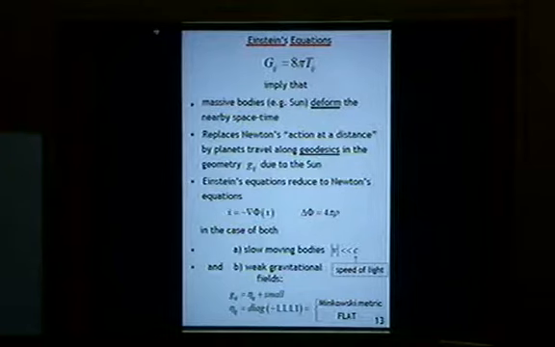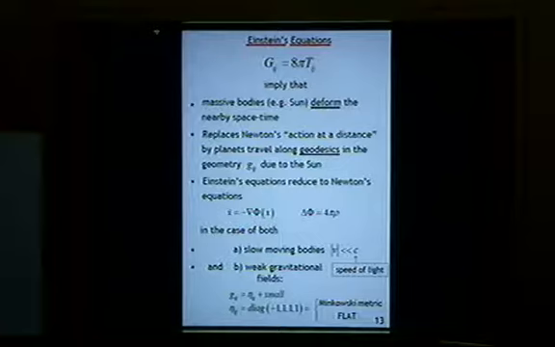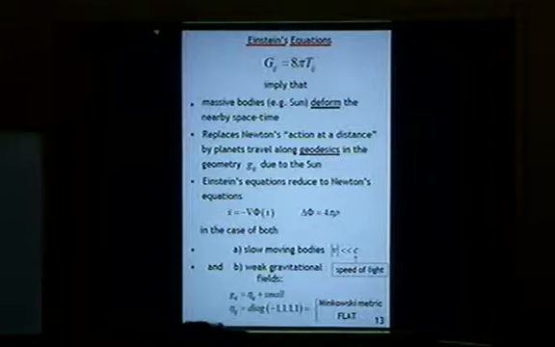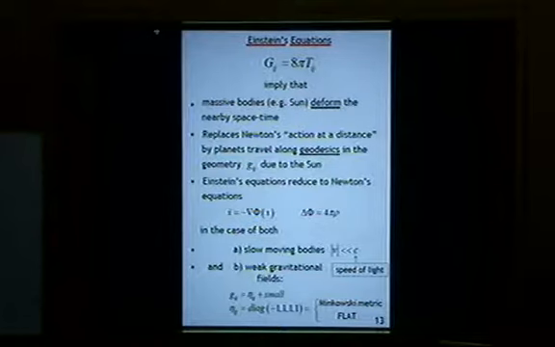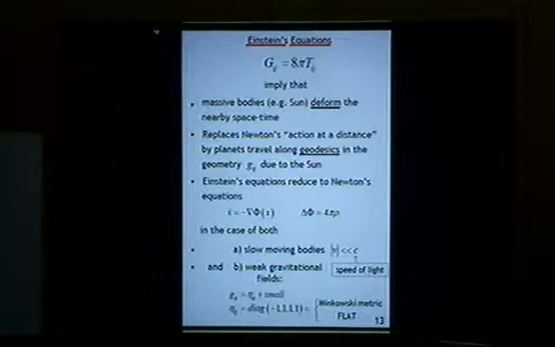Okay. And this deformation of space and time replaces what Newton had, action at a distance, that things would travel with infinite speed, which bothered Newton all his life, and he was attacked by Leibniz for that. And so it replaces Newton's action at a distance by the fact that the planets travel along geodesics in the geometry due to the sun.